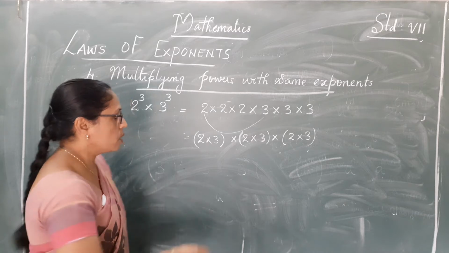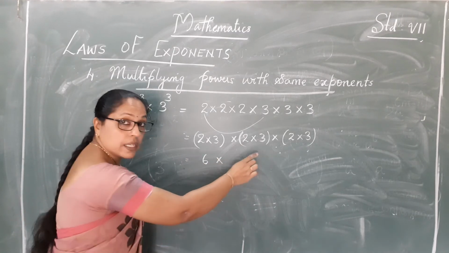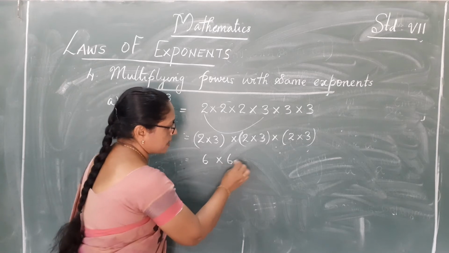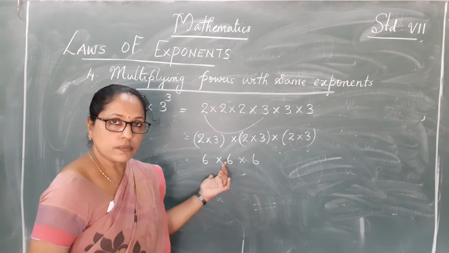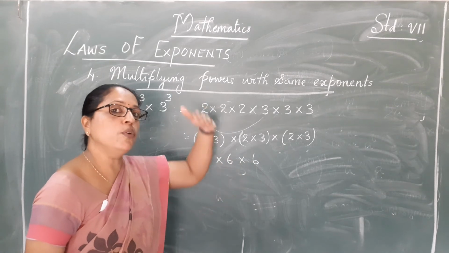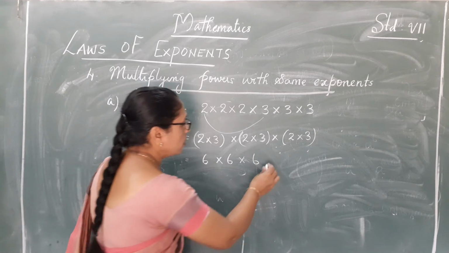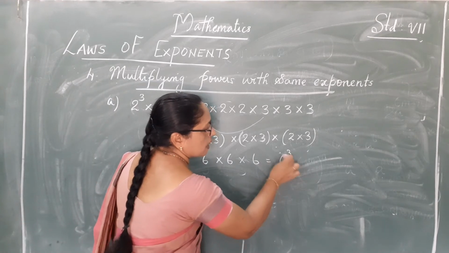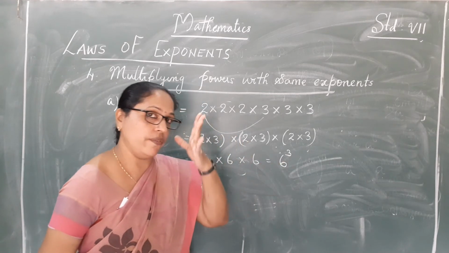Base. Correct? So what is 2 into 3? 6. Again 2 into 3. What is it? Yes, 6 into 6. So how many 6 we got? 3 sixes. So how do you put it in the exponential form? Yes, 6 raised to 3. So how can we get this answer in a short way?